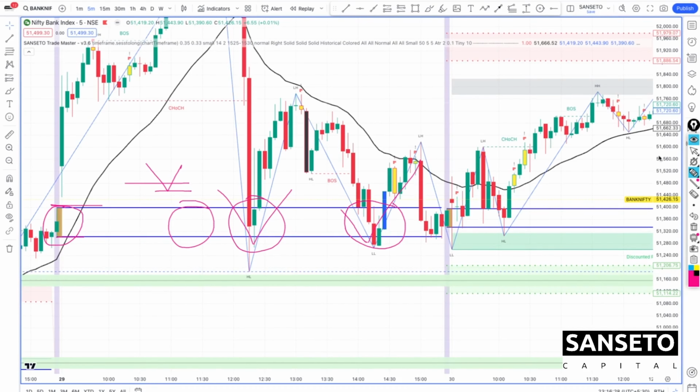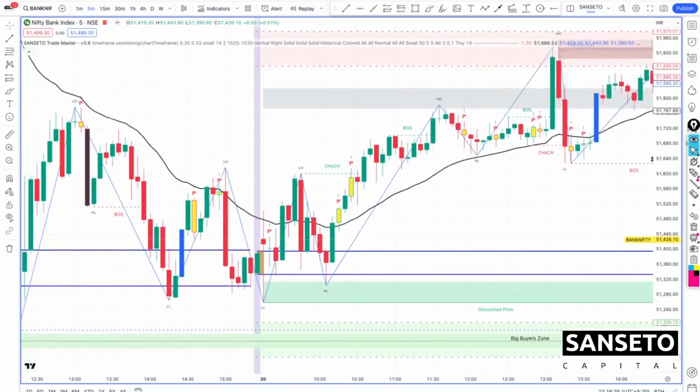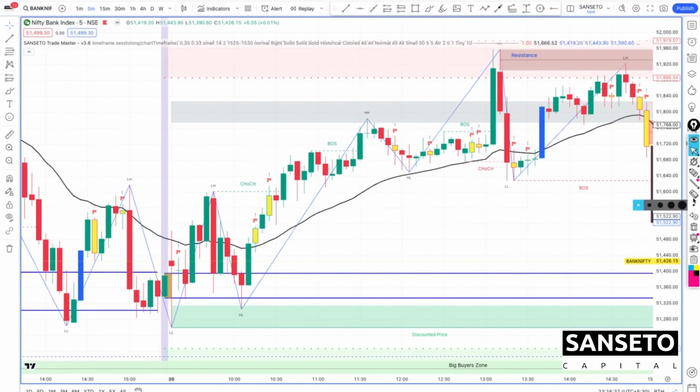The next support is our katana, which is the 14 EMA. You can see it clearly here. When the market took support here, it moved a little, then again came exactly to the katana and moved back. Again it came to the katana, you can see here, and moved back.